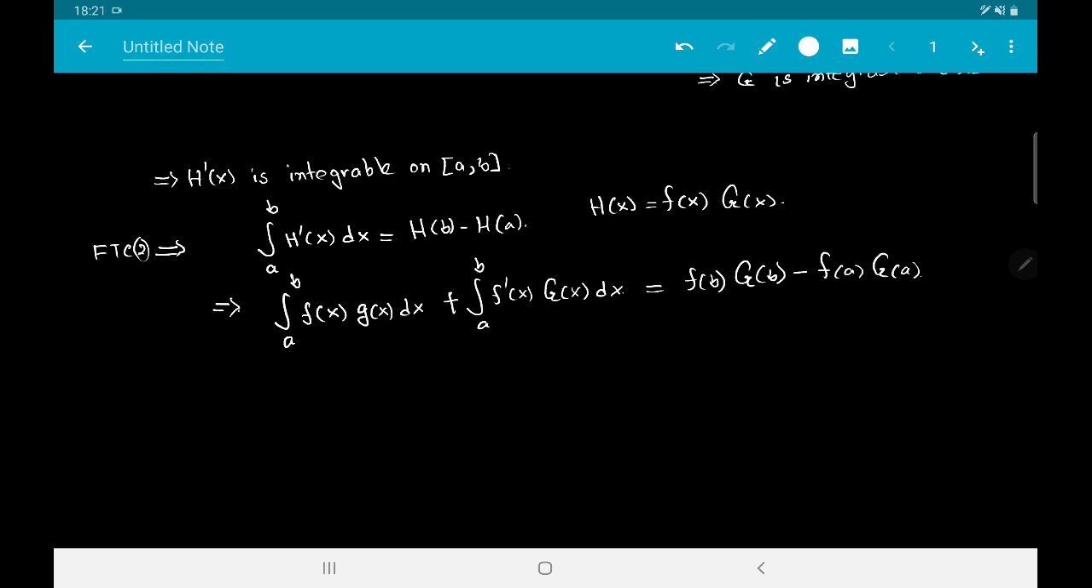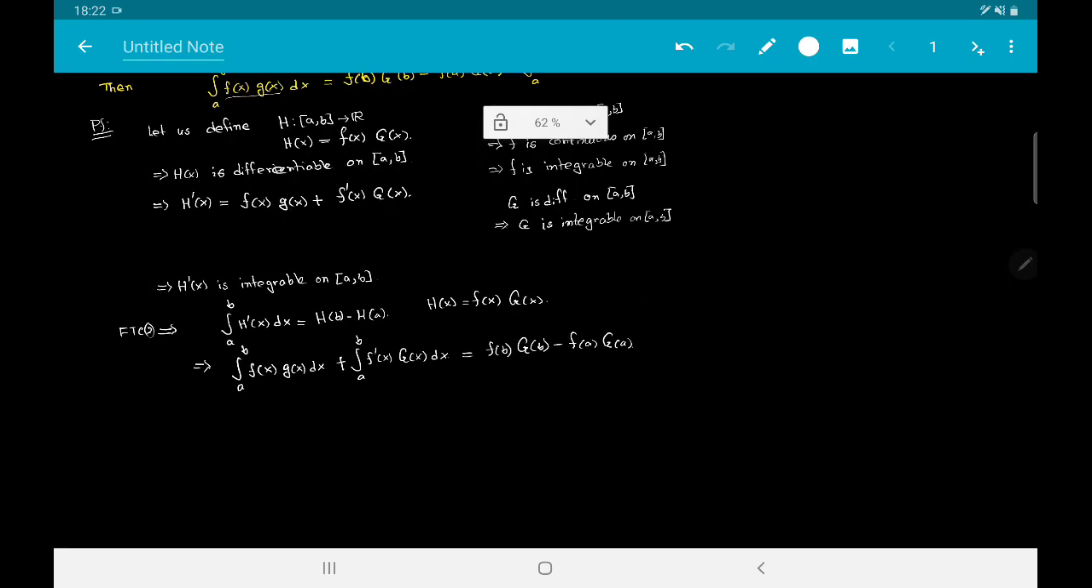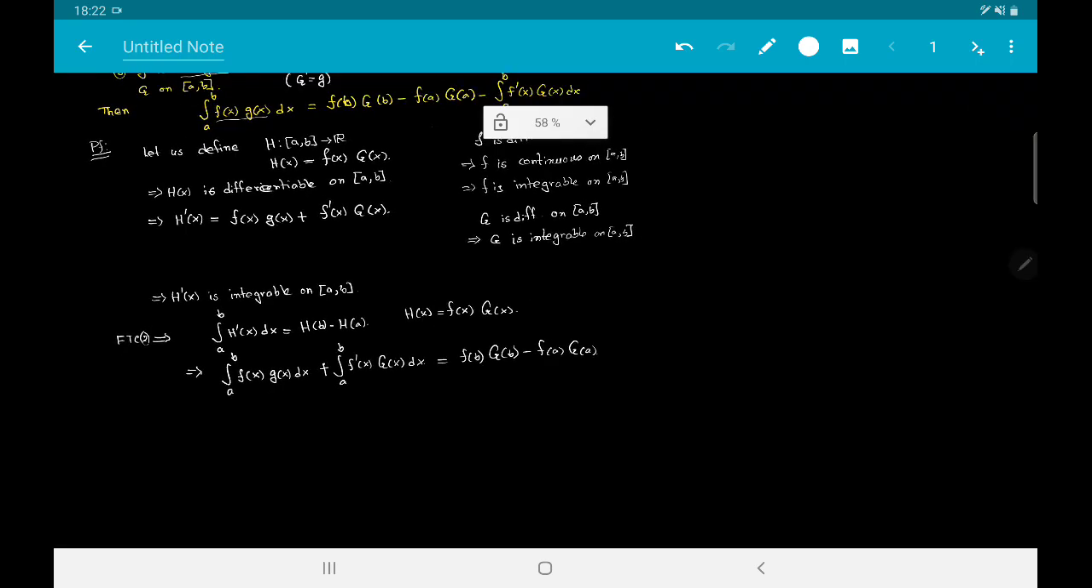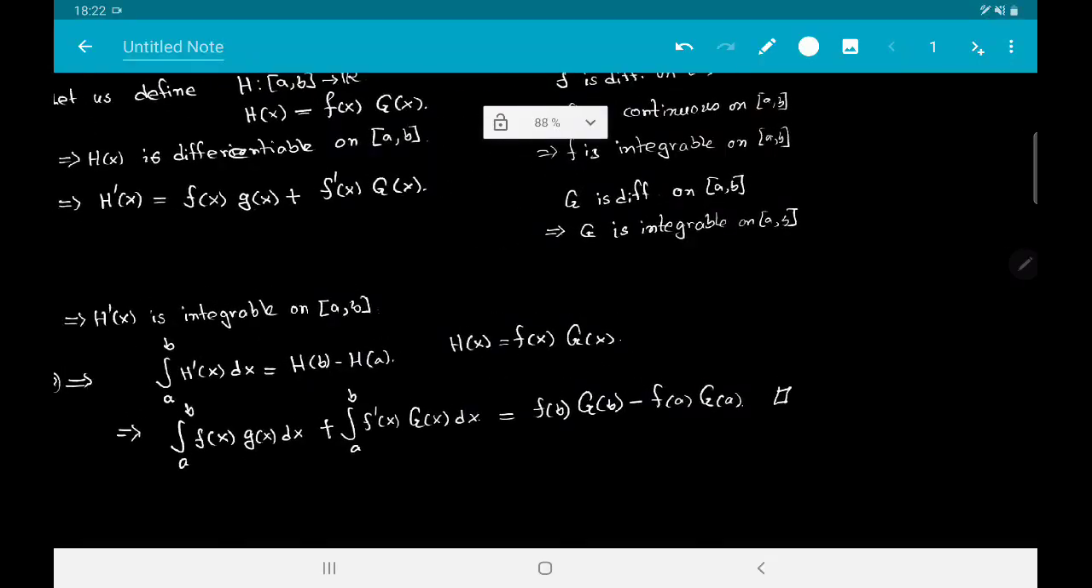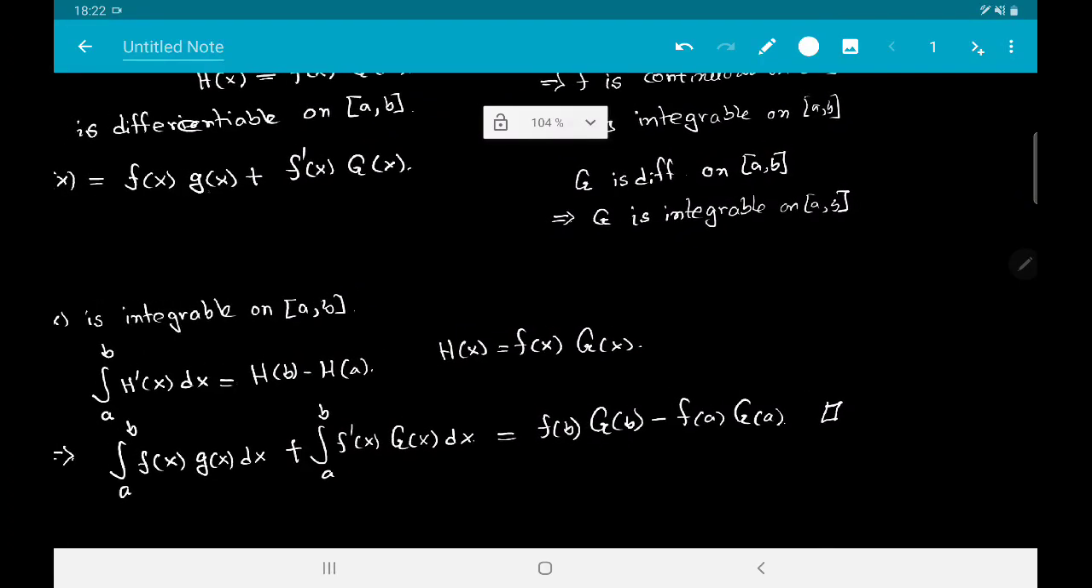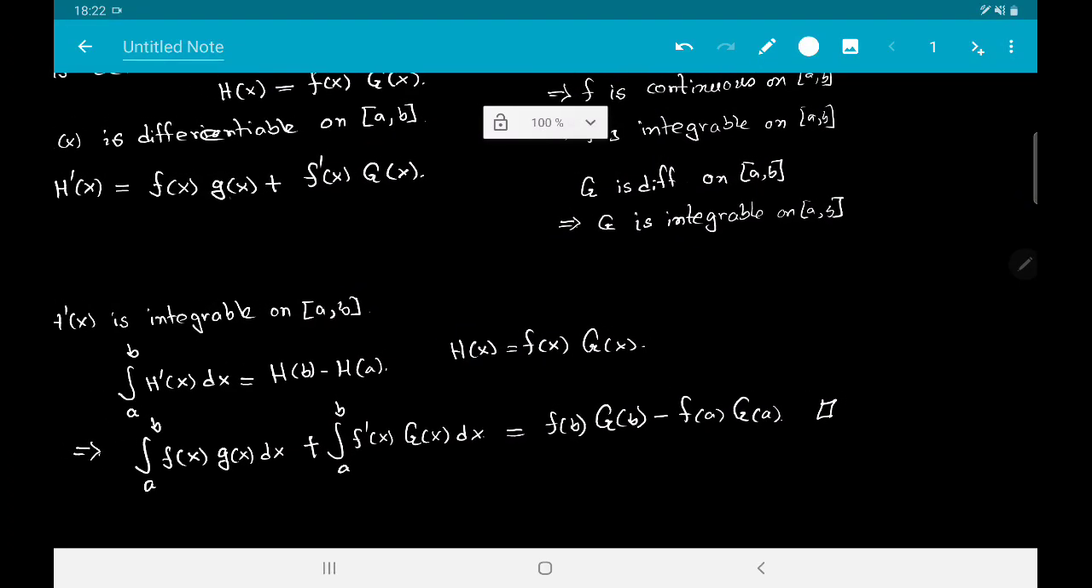So if you compare this formula that we have derived with the statement that we had in the beginning, you will see that this was the exact statement that we were looking for. So this completes the proof of the proposition related to integration by parts.